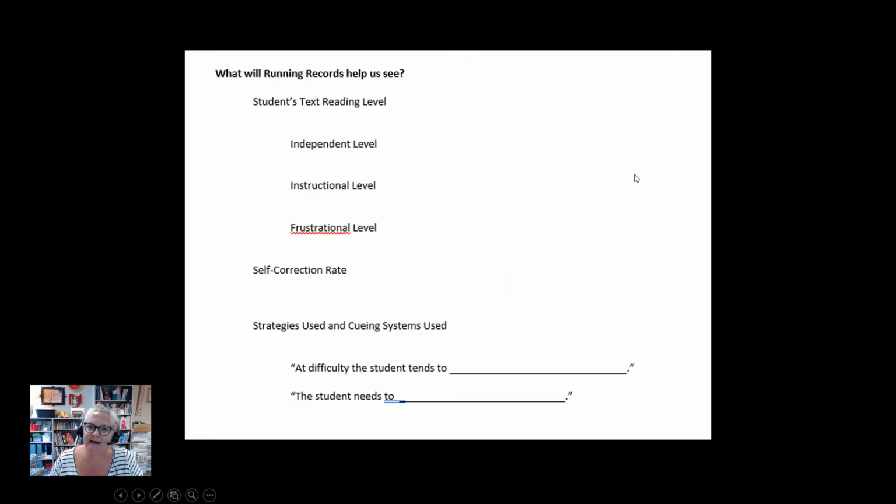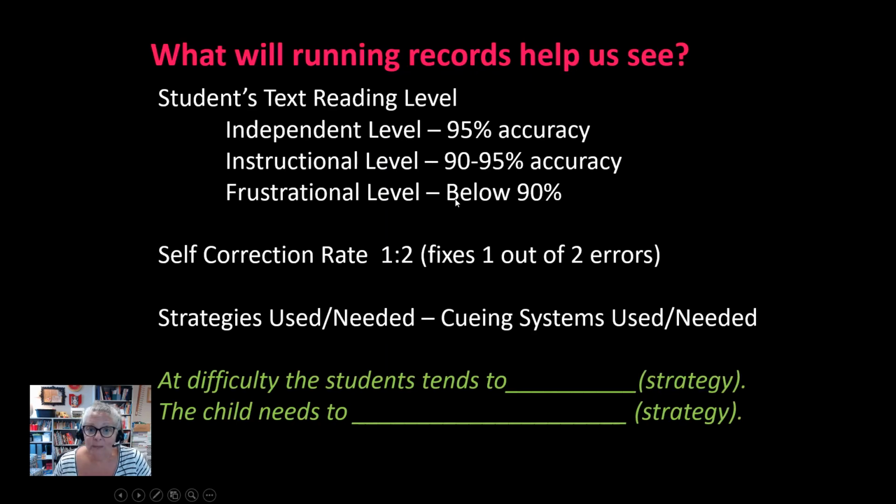So those are the kinds of things that we're going to see kids doing, and we want running records to help us see all of those things. So let's talk a little bit about what the running record will help us see. Well, the running record will help us see what kind of book it is for the child. So if we give this child a book and they can read it at 95% accuracy, they can read almost all of the words correctly, we'd call that book an independent level text.